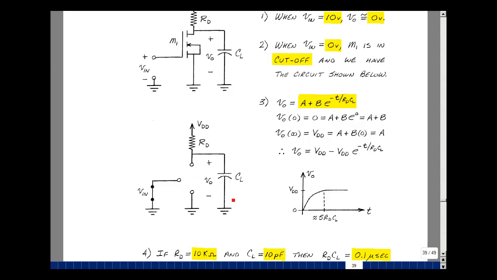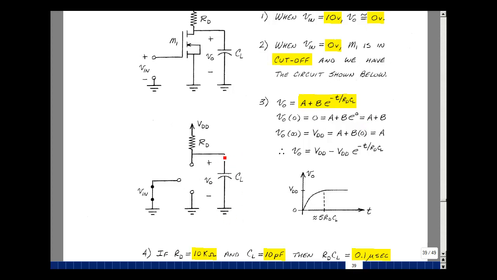We just have an RC charging circuit. The output voltage is some first-order differential equation with a solution of A plus B times e to the minus t over tau, where tau is the Thevenin resistance times the capacitance, and that's R sub D times C sub L. Let's assume that the initial condition is 0, though it's about 0.57, and then plugging in t equals 0 here, we'd have that A plus B is equal to 0.